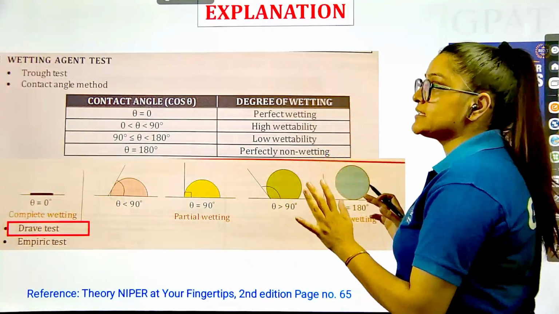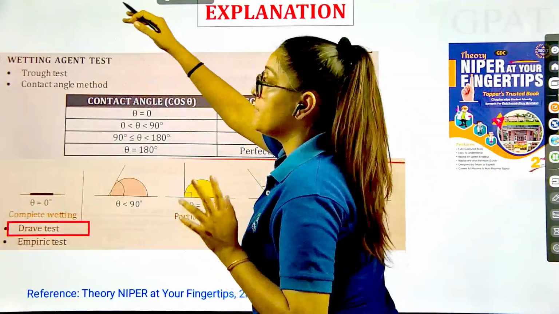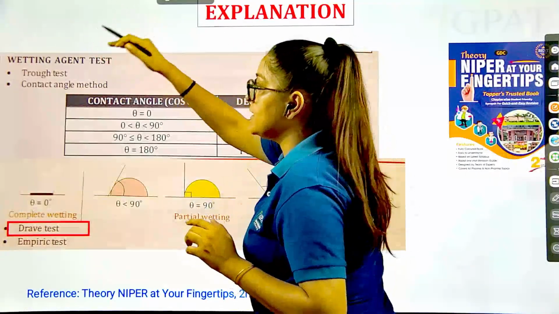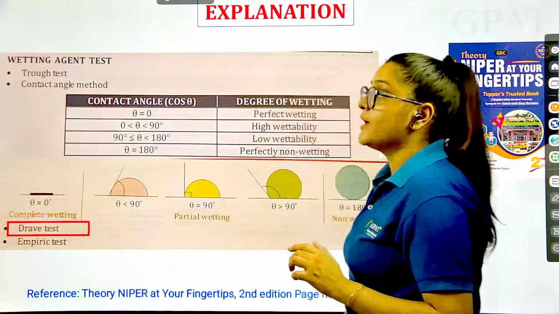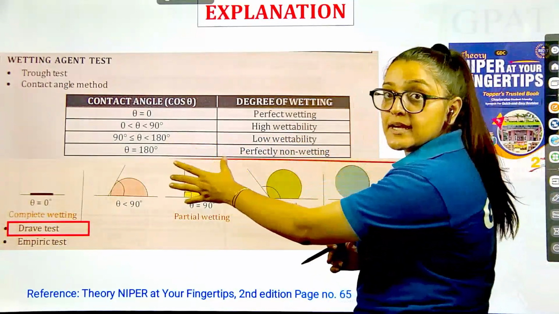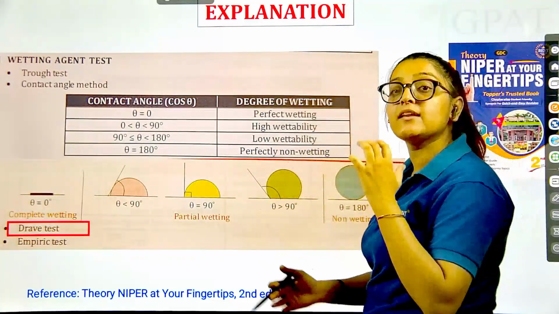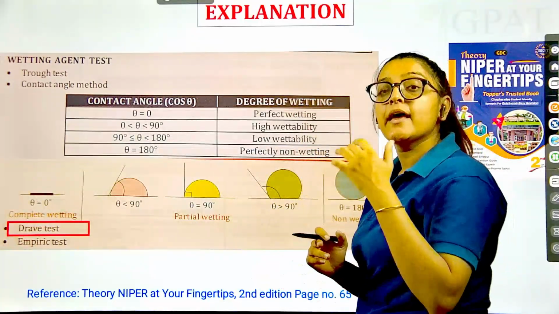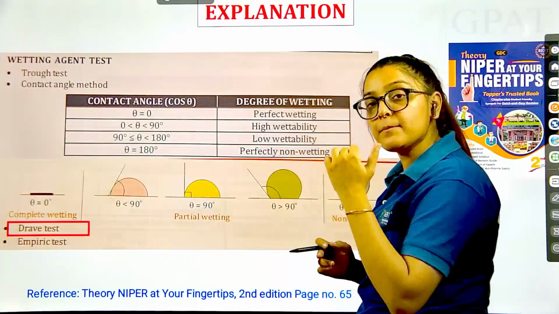So this wetting agent test can be categorized into a trough test, important, contact angle method, Drave's test, and empirical test. Okay, empiric method. Then in the contact angle, which is very much related to the wettability condition, contact angle and wetting are inversely proportional. That means if the contact angle is more, the wetting will be poor.